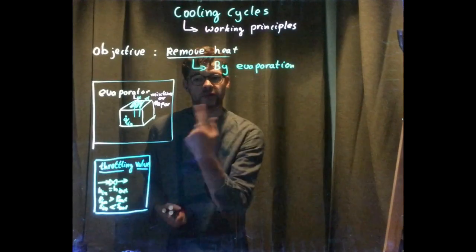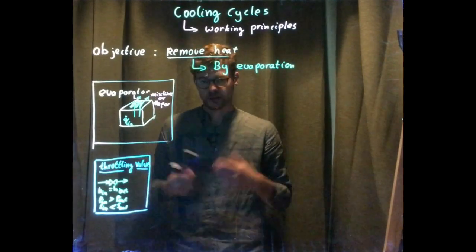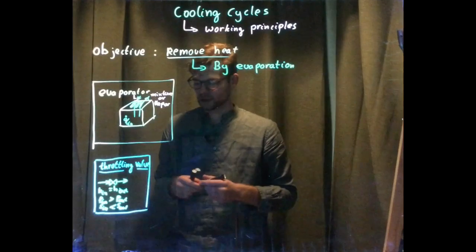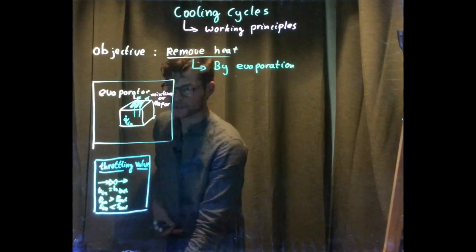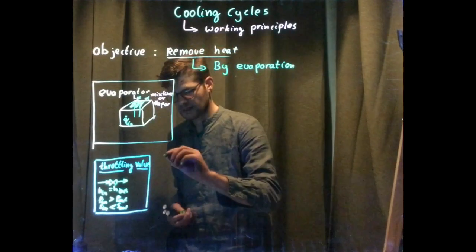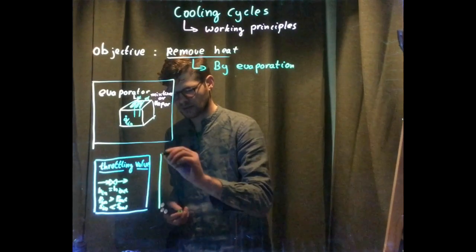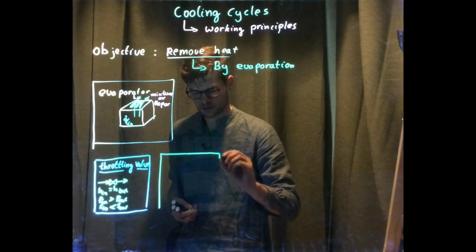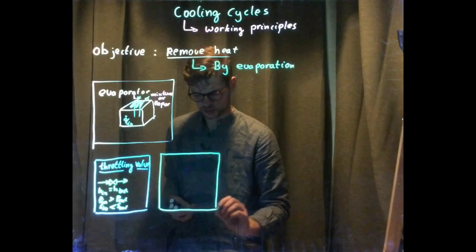But we want a continuous cycle, so for this continuous cycle we need to get rid of our heat somewhere, and this can best be done by using a condenser. So I'm going to draw the condenser.